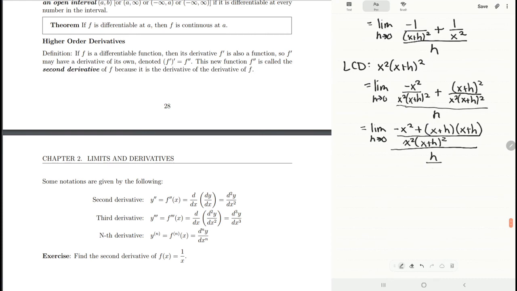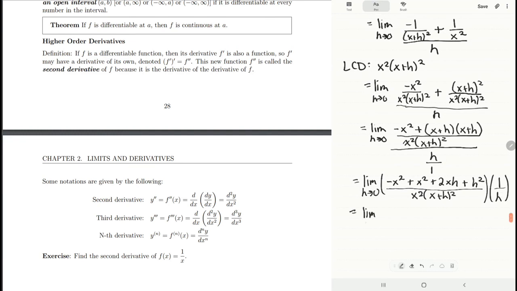So now let's rewrite it as a single fraction by multiplying by the reciprocal of the denominator. So we have the limit as h goes to 0, we have negative x squared. Now we need to FOIL the brackets. So we have plus x squared plus 2xh plus h squared. This is all over x squared times (x plus h) squared. And we are going to multiply by the reciprocal of h over 1, which is 1 over h.